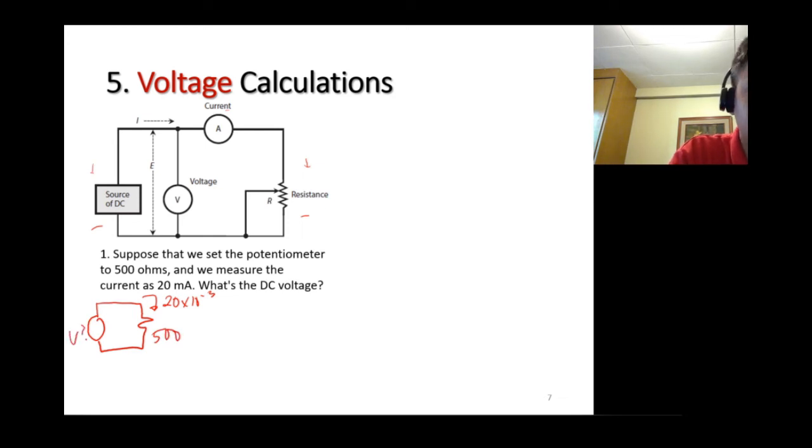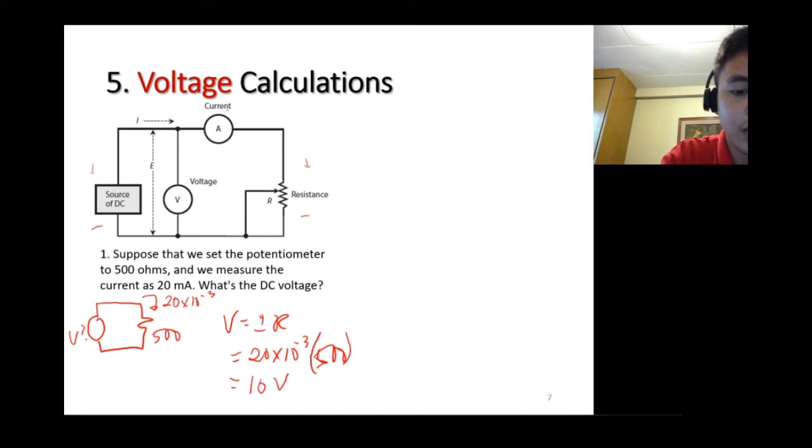It's very simple. Using Ohm's law, V equals IR, and we have 20 times 10 to the negative 3 times 500. So then you have 5 times 2, 10,000, so this is equivalent to 10 volts. I think I got it right. You just cancel the 3 zeros, and you have 10 volts. So the answer should be 10.